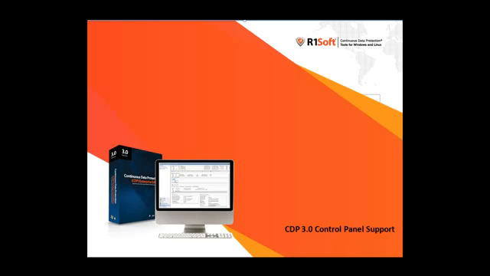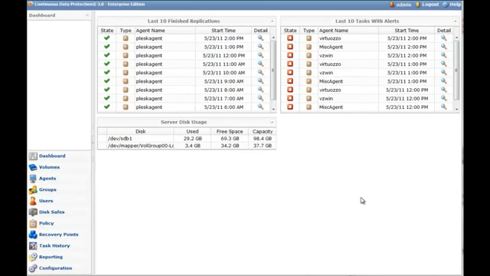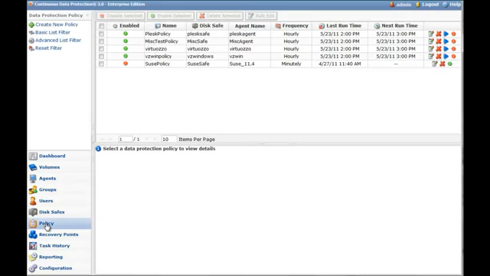We're going to look at the control panel support for CDP 3.0. To configure support for cPanel, Plesk, or Virtuozzo, you need to create or edit a policy. Once under the policies, you can either create a new policy or edit an existing policy.